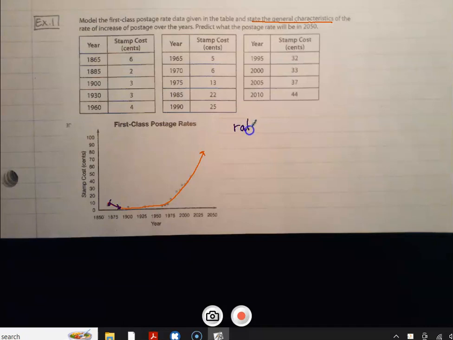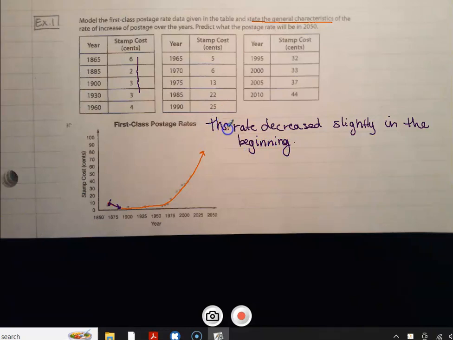So we could say the rate decreased slightly early on, or we could even give the year. We could say, because we can see here, right, it was 6 and then 2 and then 3 and then 3. Okay, so we could say the rate decreased slightly in the beginning. Okay, let me put it so it's a complete sentence here.